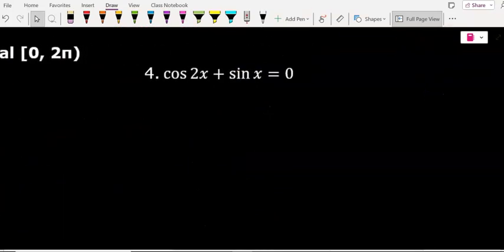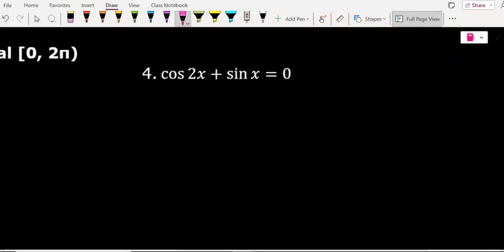Okay, go ahead and try this one here. I've got cosine 2x plus sine x. Just like the last one, there's nothing I can do. It's already in terms of cosines and sines. There's no Pythagorean identity. There's nothing that I can do.